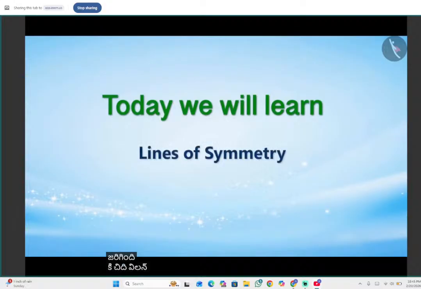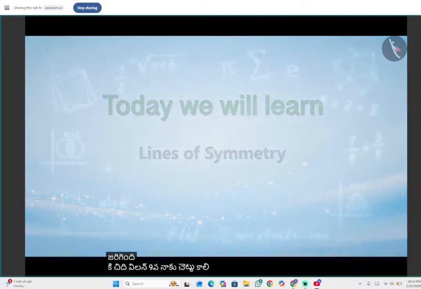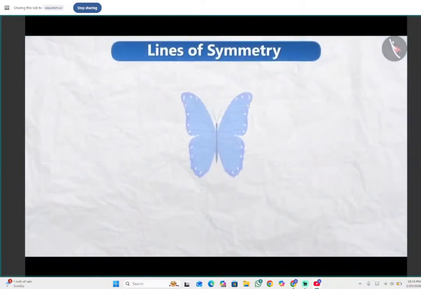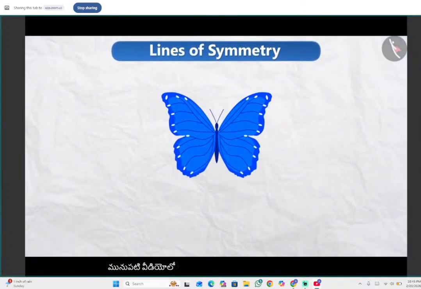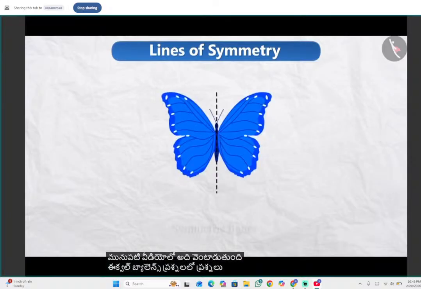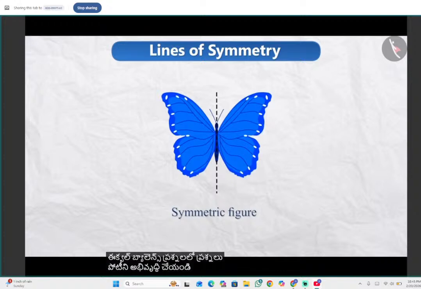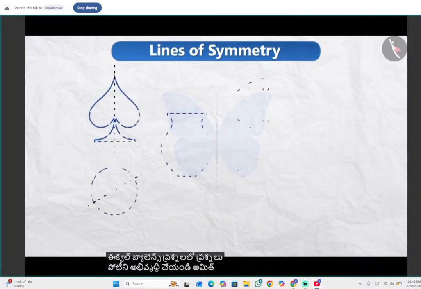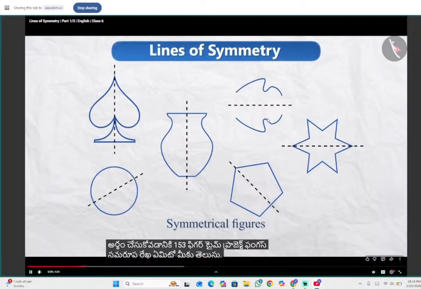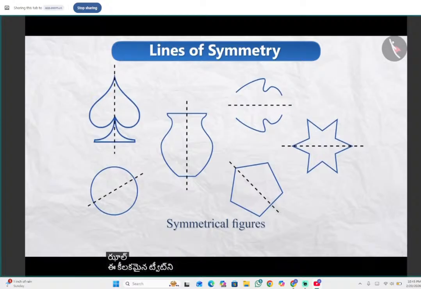Today we will learn lines of symmetry. In the previous video, we learned that a figure which is in equal balanced ratio is called a symmetric figure. The given figures are symmetrical figures. To understand this better, let's now know what is the line of symmetry. Let's understand this with an activity.